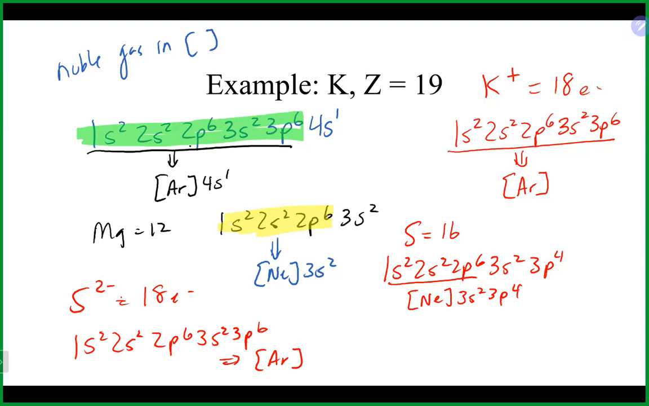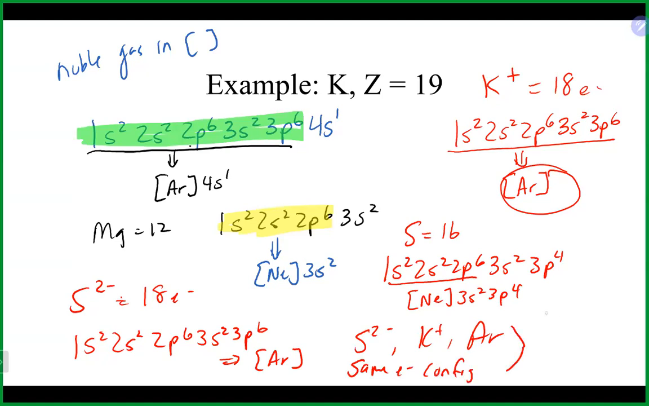And what we see here with both of these elements, which are representative elements, is they both ended up at the same electron configuration as argon. So sulfide, potassium ion, and argon all have the same electron configuration. And that is what is referred to as being isoelectronic with each other. Isoelectronic means these are things that have the same electron configuration.